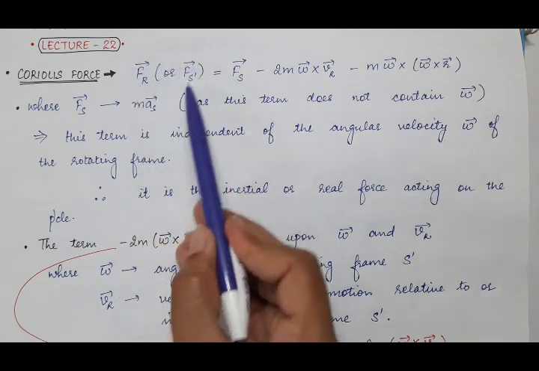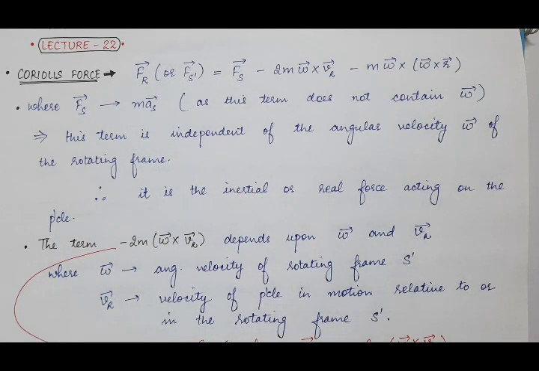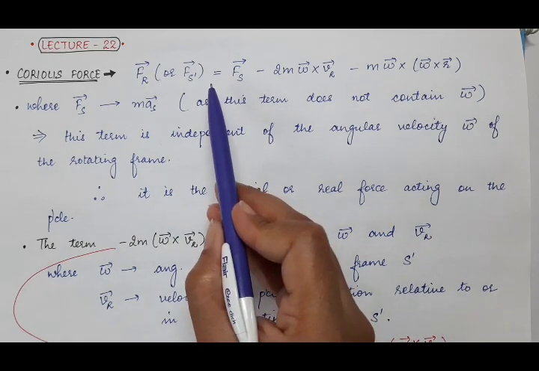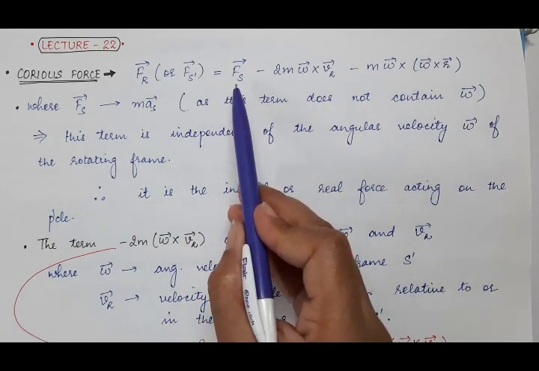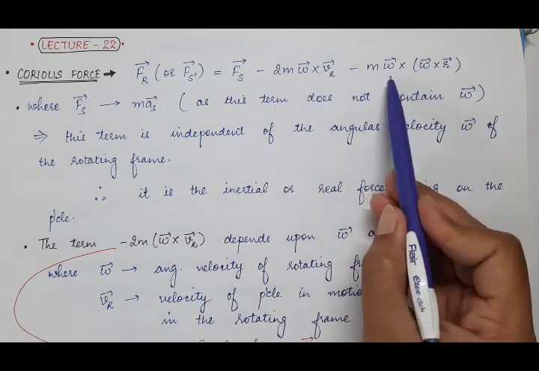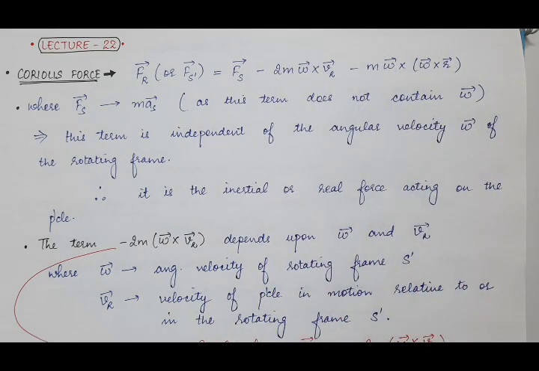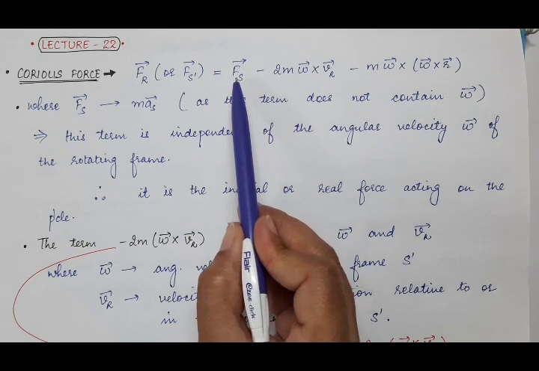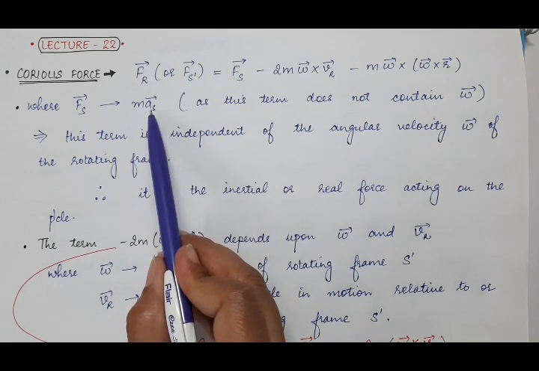So on the left hand side we have the net force acting on the particle in the rotating frame of reference S dash, and it is equal to the real force, or the force acting on the particle in inertial frame S. Then there are two other terms in the expression. The first term is the force acting on the particle in inertial frame S, and it is equal to m into a_s.